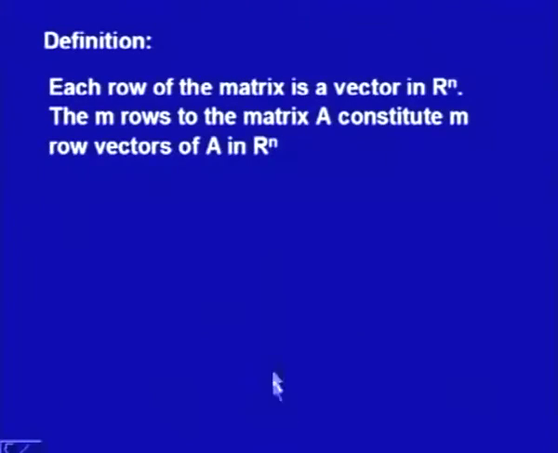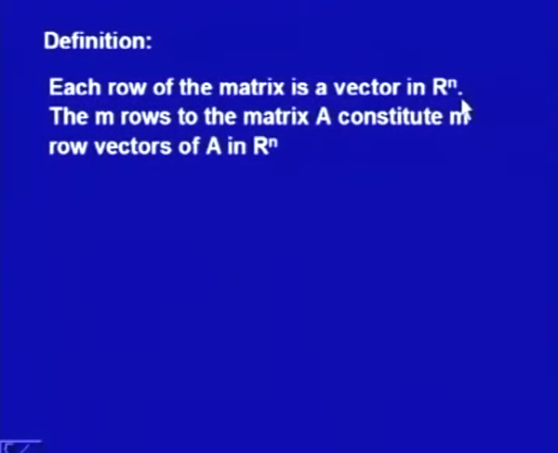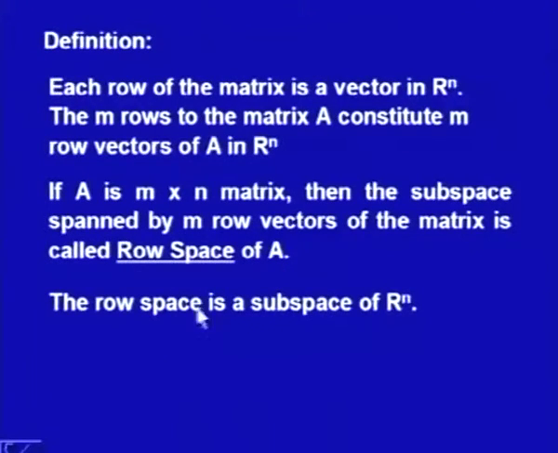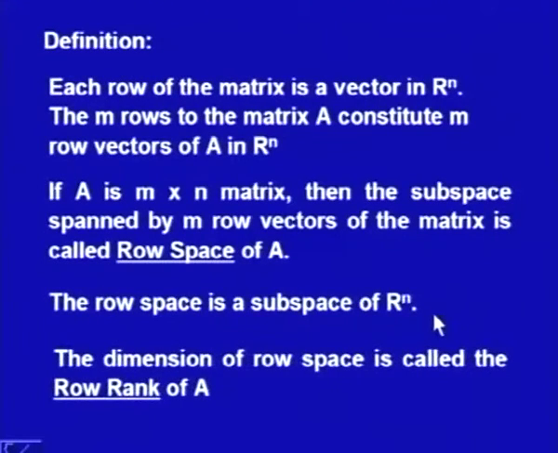Similarly, we define row rank. Each row of the matrix is a vector in Rn for the given transformation. Then the m rows of the matrix A, which is m by n, constitute m row vectors of A in Rn, and the subspace spanned by these m row vectors of the matrix is called the row space of A. The row space is a subspace of Rn, this we have proved earlier. And finally, the dimension of the row space is called the row rank of A.